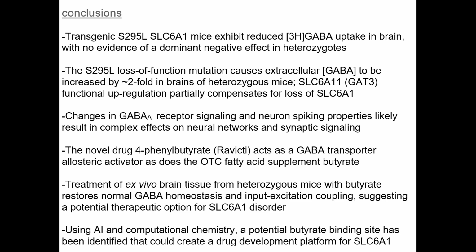Another takeaway from the work is that we can now use AI and computational chemistry to identify this potential binding site for both phenylbutyrate and butyrate directly on the GABA transporter, and further refine the structure of the drugs that we can test to see whether they might work even better than butyrate does. And so it could create a useful drug development platform for SLC6A1 disease.